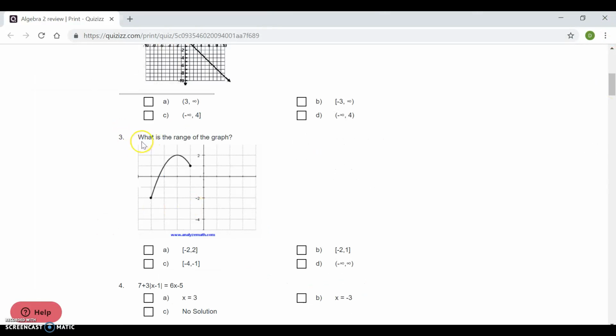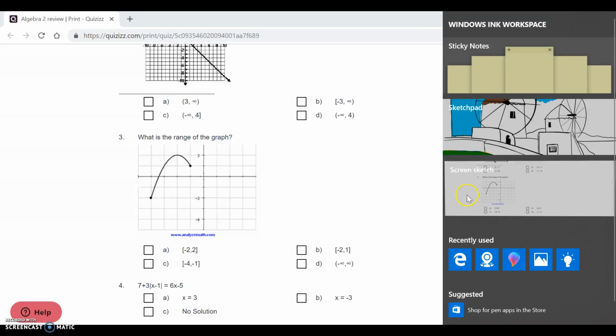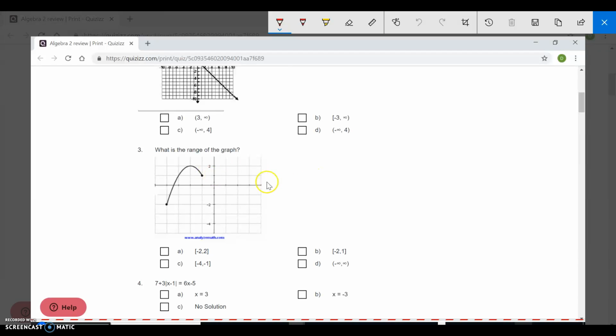Here we go with number 3. Number 3 is asking for the range. Remember, the range is in the y direction, okay? So again, we're going from lowest to highest when we do the range, okay? So if I look at the lowest value here, as it is on the y-axis, the lowest is -2, okay? And then I'm looking for the highest value. So the highest value is right here, and it hits at 2, okay? So the lowest is -2, the highest is 2. You have 2 closed circles, okay? So that means you're going to have 2 brackets also. So my lowest is -2, my highest is 2, so the answer is A.